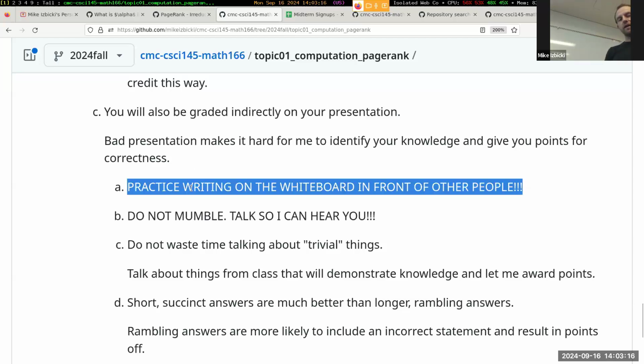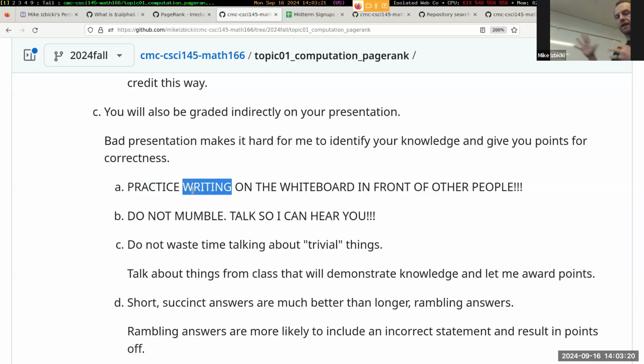A common mistake that students make is that you try to understand all the material, but you don't ever actually practice writing it on the whiteboard. We'll be in my office. You'll have a whiteboard available to you, and you should be explaining everything using the whiteboard and verbally. So practice actually using the whiteboard, writing on it in front of other people as you explain your answers. Also, do not mumble. It makes it a lot harder for me to give you credit for things if I can't hear what you're saying.